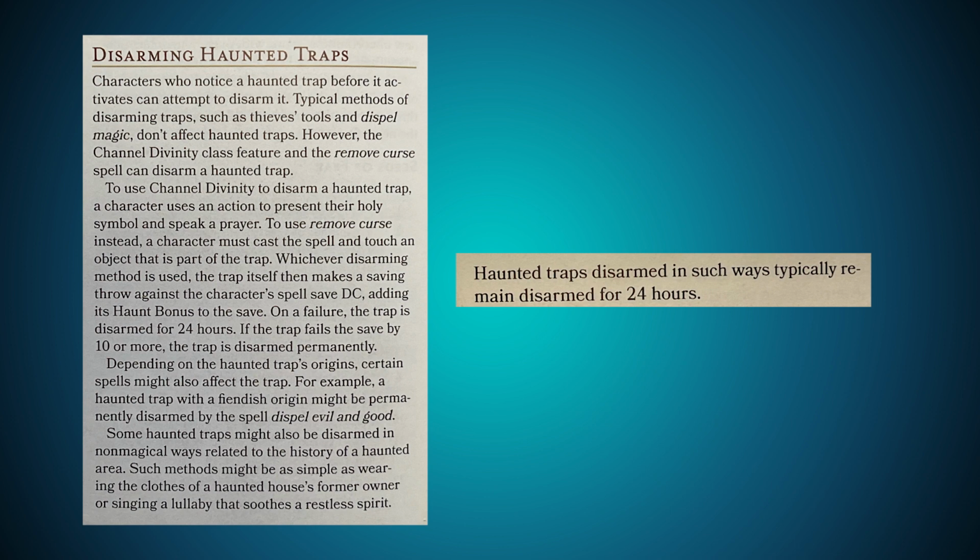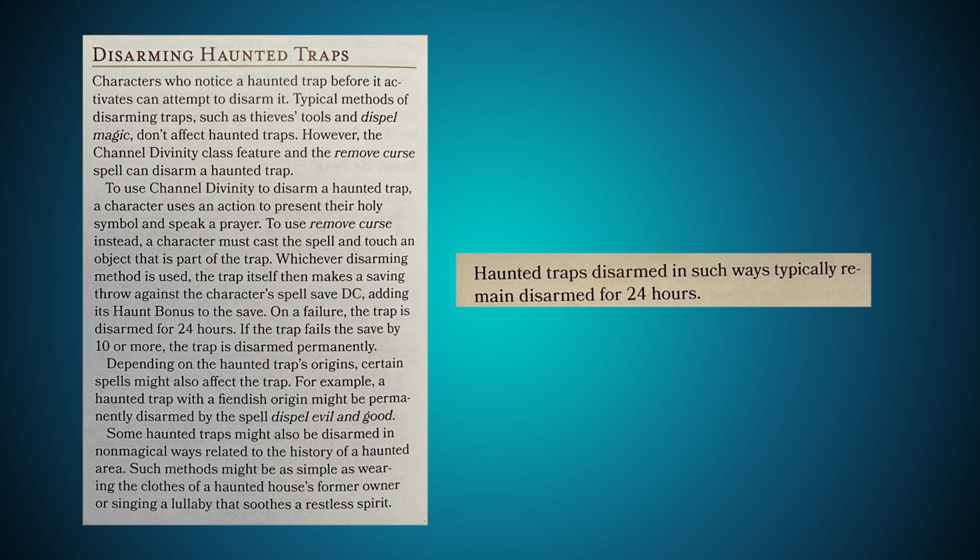Characters who notice a haunted trap before it activates can attempt to disarm it. Typical methods of disarming traps, such as Thieves' Tools and Dispel Magic, don't affect haunted traps. However, the Channel Divinity class feature and the Remove Curse spell can disarm a haunted trap. To use Channel Divinity to disarm a haunted trap, a character uses an action to present their holy symbol and speak a prayer.